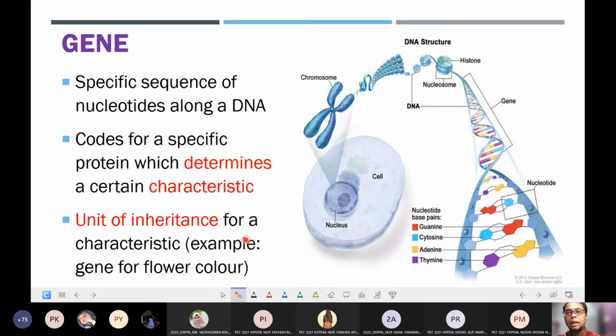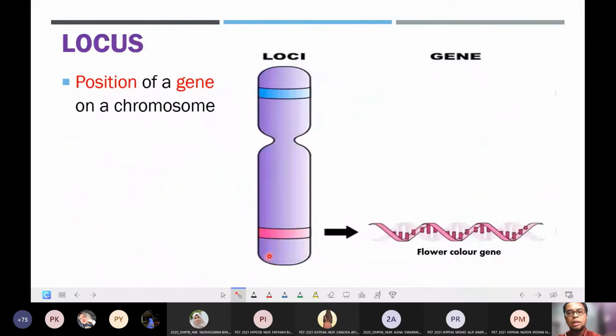Okay, for example, in a plant, there will be a certain color for the flower. So the factor that will determine the color of the flower will be a gene known as the gene for flower color. And all these genes will be located on a chromosome. So the position or the location of the gene on a chromosome is known as a locus, referring to the word location.